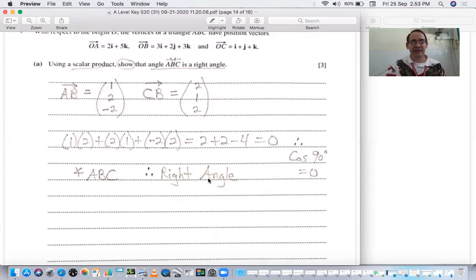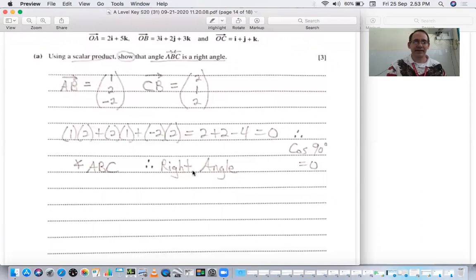Therefore, you're dealing with a right angle. So basically, you just need to show that your dot product comes out to 0, and that implies that you have a right triangle or right angle.